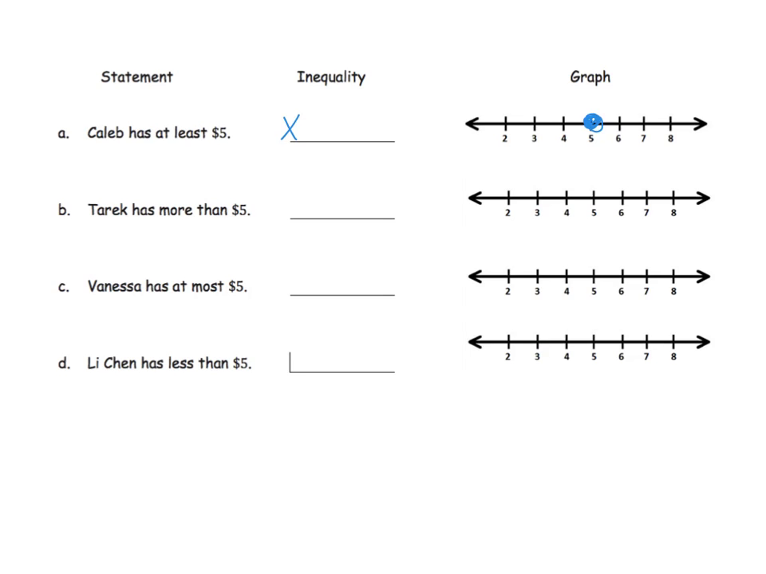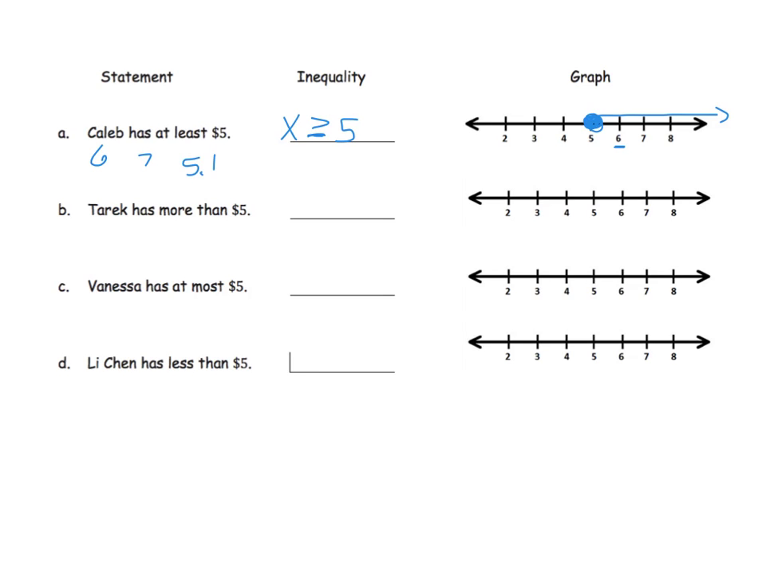Could he have more than that? If he had 6, is 6 at least 5? Yes, 6 is at least 5. Is 7 at least 5? Yes. So we know it could be 5, but it could be anything here. What about 5.1? If he had $5.10, would that be at least 5? Yes. So we know that the solution is all numbers that are greater than or equal to 5. So we're going to put the closed circle there to include that, and it's all the numbers going this way.